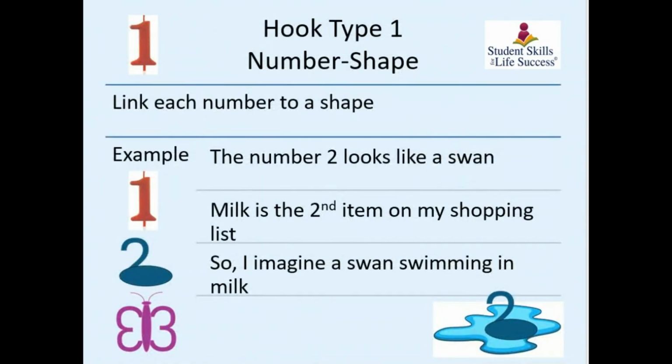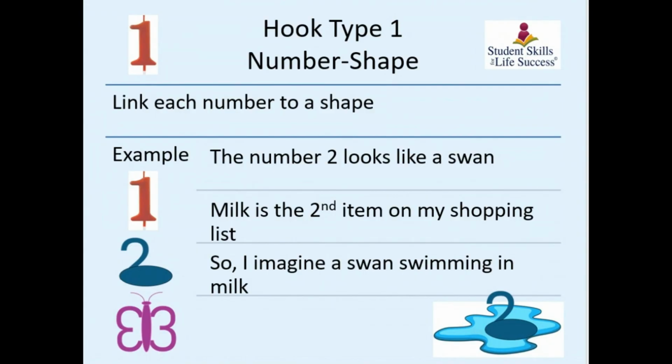The first hook type we are going to look at is the number shape hook type. Here we are going to link each number to a shape. On this slide I've given you a 1, a 2, and a 3. The 1 looks like a candle. The 2 looks like a swan. And the 3 looks like the wing of a butterfly. Now you can continue with this list. I didn't do it for you on the slide.